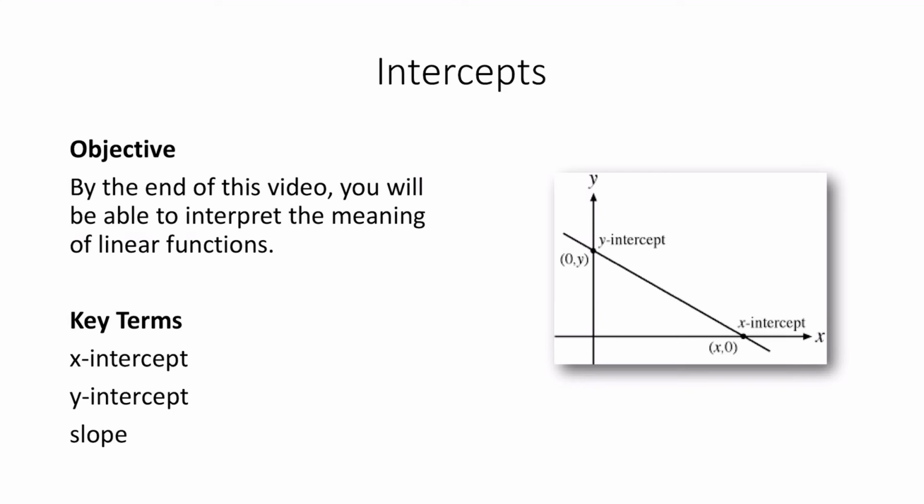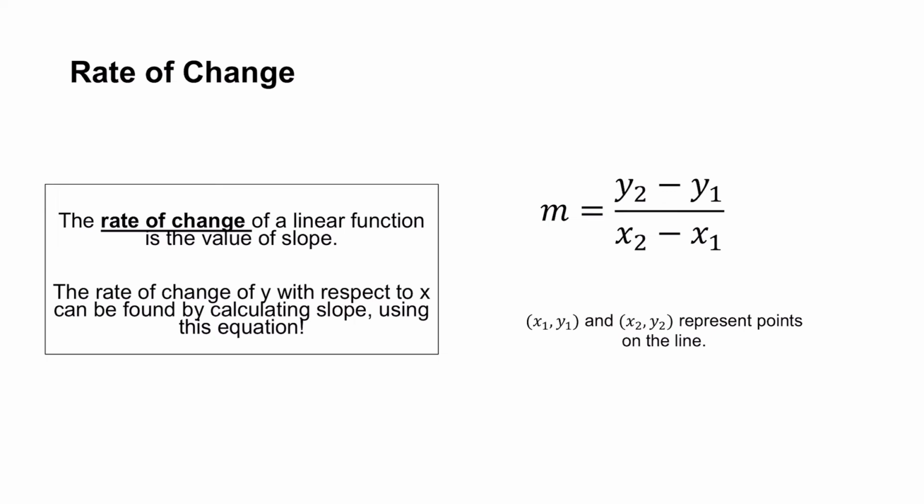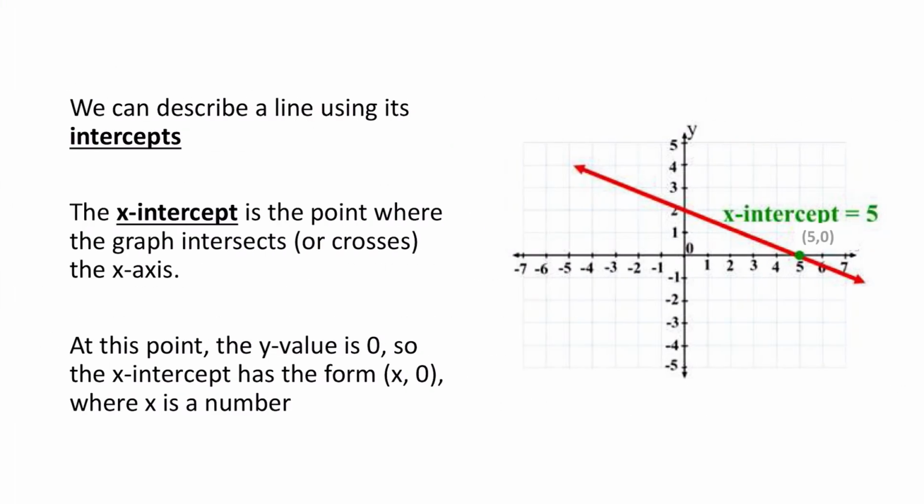In this video, we're going to talk about how to interpret the meaning of linear functions. So remember we talked about the rate of change. The rate of change of a linear function is the value of its slope. The rate of change of y with respect to x can be found by calculating the slope using this equation, m equals y2 minus y1 divided by x2 minus x1, where (x1, y1) and (x2, y2) represent points that are on the line. So we can describe a line using its intercepts.